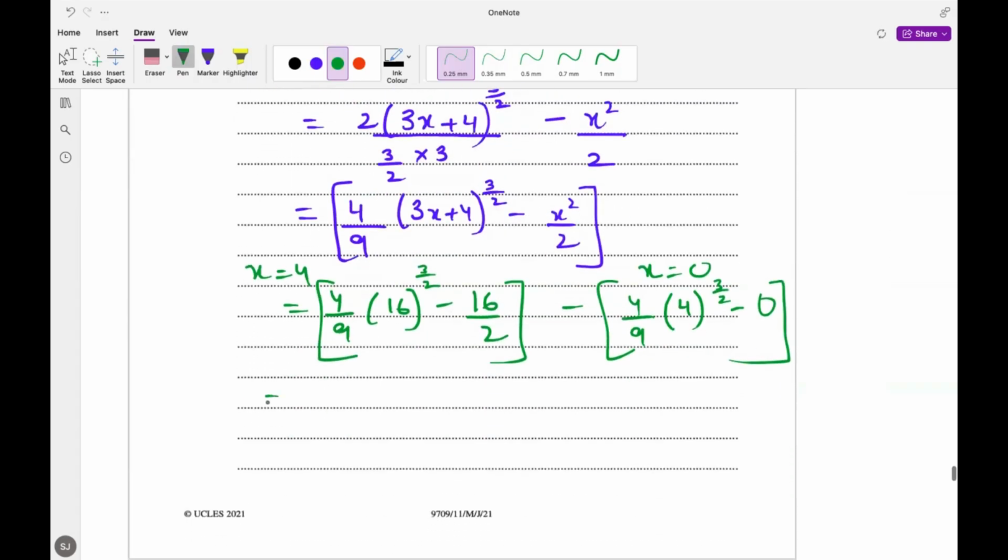16 to the power 3 upon 2 is the square root of 16, which is 4, and 4 cubed is 64. So this will be 4 into 64 upon 9, minus 16 upon 2. And this will become minus, so the square root of 4 is 2 and 2 cubed is 8. So that will be 8 times 4, which is 32 upon 9. Substituting these values in the calculator, the final answer for the area will be 16 whole 8 upon 9.